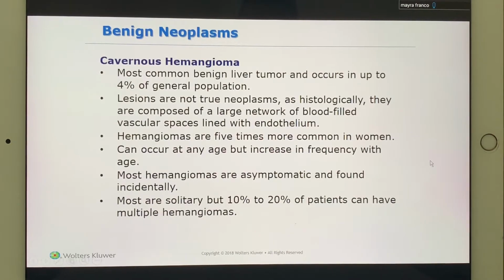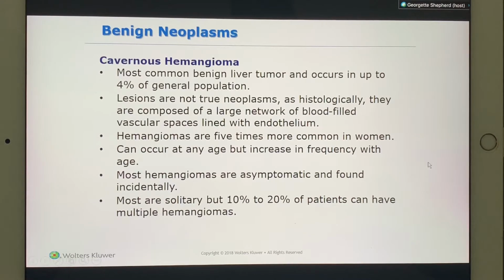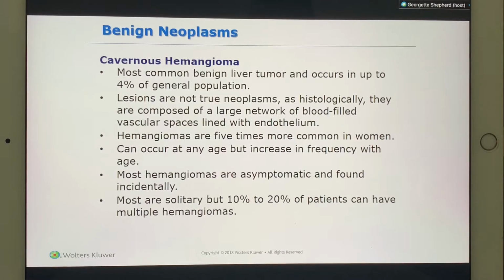Hemangiomas. Hemangiomas are the most common benign tumor of the liver. These lesions are not neoplasms. They are a large network of blood-filled vascular spaces that are lined with endothelium. They're 5 times more common in women. They increase in frequency with age. They are asymptomatic, and they're usually found incidentally.